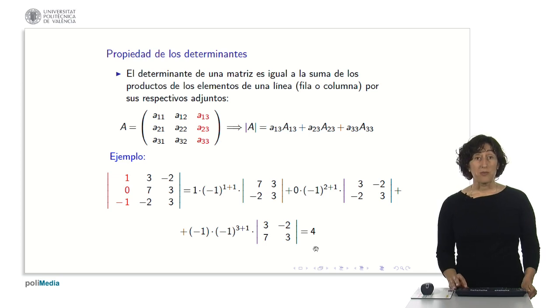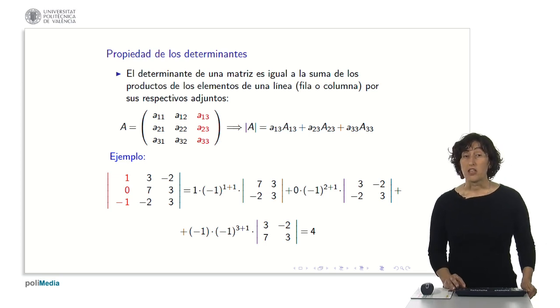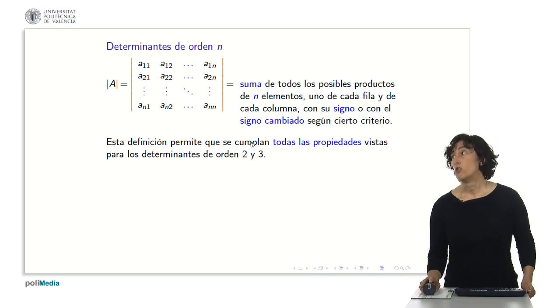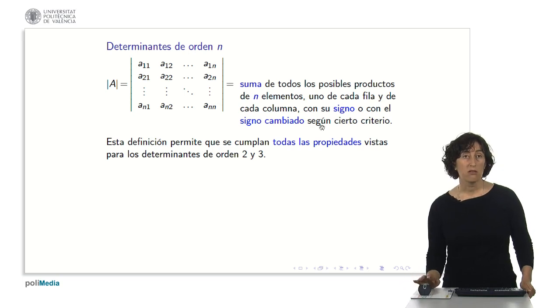Well, the determinant value is 4. This property can be applied to any determinant of order 2, of order 3, as we will see, and of superior order, as we will see next. Because how are determinants of order n defined? By generalizing the determinants of order 2 and order 3, as a sum of all the possible products of n elements, one of each row and each column, with their sign or with the sign changed according to a certain criteria that I do not tell you at this moment. This is a generalization of what we have seen.